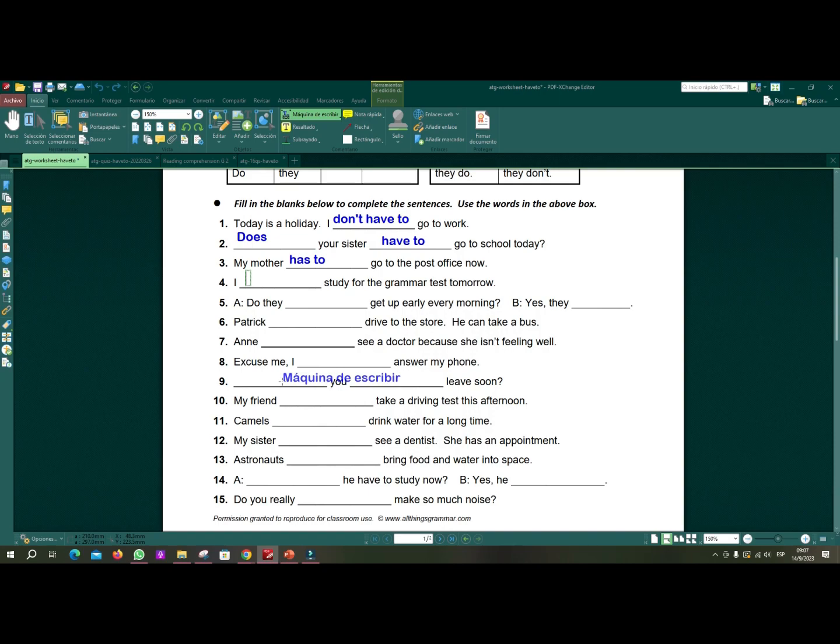There's an affirmative one also. I have to go to the random test tomorrow. Excellent. I have to study for the grammar test tomorrow. That will be great. What about the number 5?